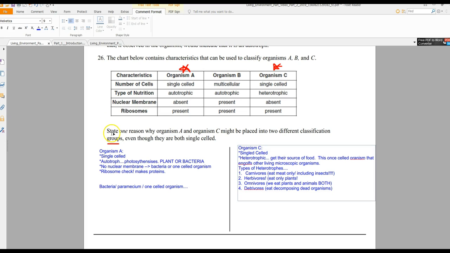The question is, say one reason why organism A and organism C might be placed into two different classification groups, even though they are both single-celled, because they eat and consume different things. This is an autotroph, okay? Autotrophs make their own food through the process of photosynthesis or chemosynthesis. Organism C is a heterotroph. It engulfs and eats other organisms smaller than itself. So sorry for all the misspelled words, but they have different diets. They eat different things, so different classification.